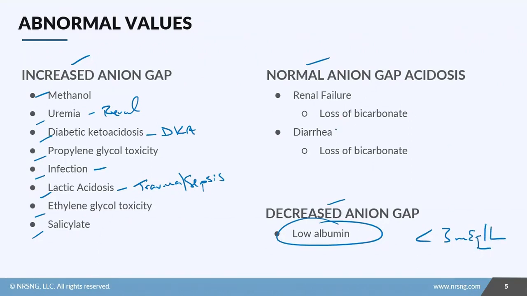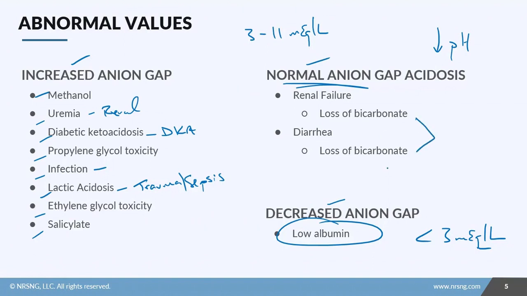Now your normal anion gap, this is a little bit tricky. So this is a situation where your patient's pH is low. So you've got a low pH, but your anion gap is normal, or what we call a closed gap. So if you ever hear the phrase, is the gap closed, they're referring to making sure that the anion gap level is between the 3 and 11 milliequivalents per liter. But you're going to see this is going to be normal. Your gap is going to be normal, but they have a decreased pH.